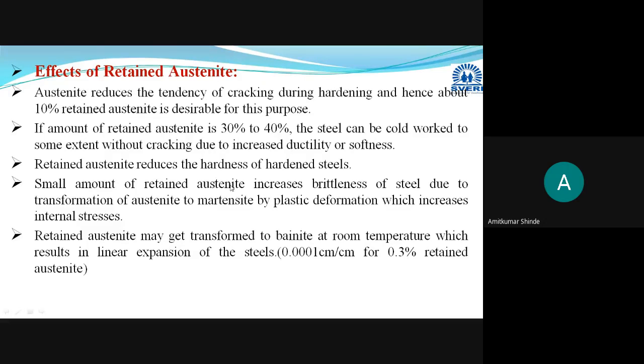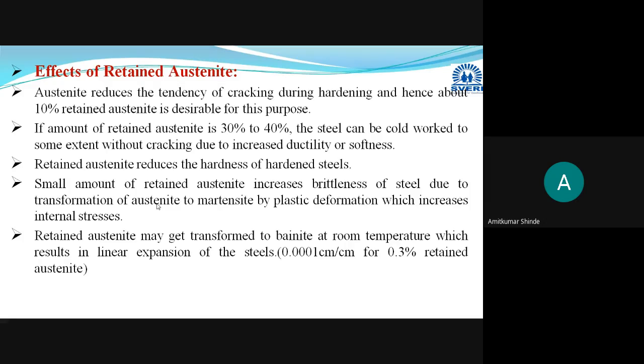Then sometimes this retained austenite can increase the brittleness of the steel. Now, why is the brittleness of steel increasing here? Because the austenite which remained there at room temperature, due to some plastic deformation process, will get transformed to martensite.